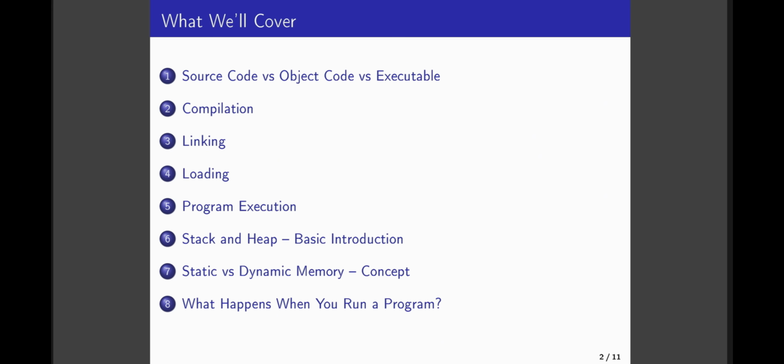We will start by comparing source code, object code, and executables, then walk through compilation, linking, and loading individually. After that, we will look at how the CPU actually executes instructions, explore the stack and heap, compare static and dynamic memory, and finish by tying the entire journey together in one complete picture.